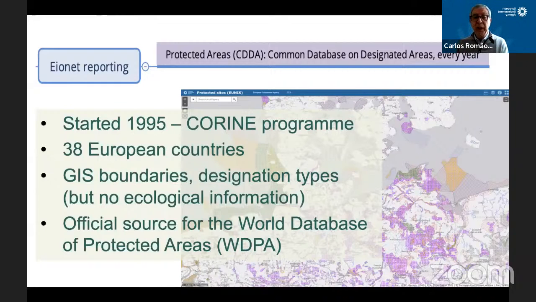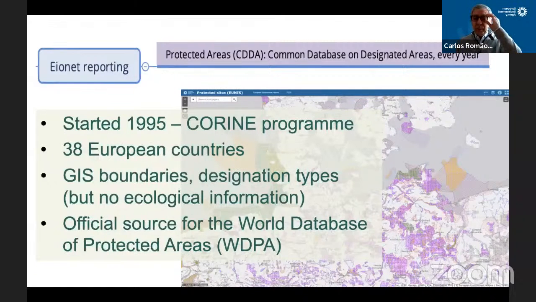So currently, what are we collecting? Also the boundaries of these sites, and the designation types. Are they a nature reserve, a national park, a forest reserve, etc., according to the designation types that exist in member states or in the country's legislation. Unfortunately, we are not collecting yet any ecological information about these sites. For Natura 2000, we know for which species and which habitats, and we have data on how much exists in the site and other ecological information. But for these national protected areas, we have no ecological information.